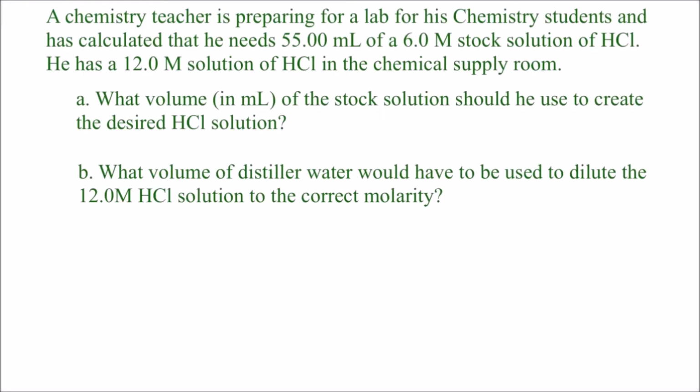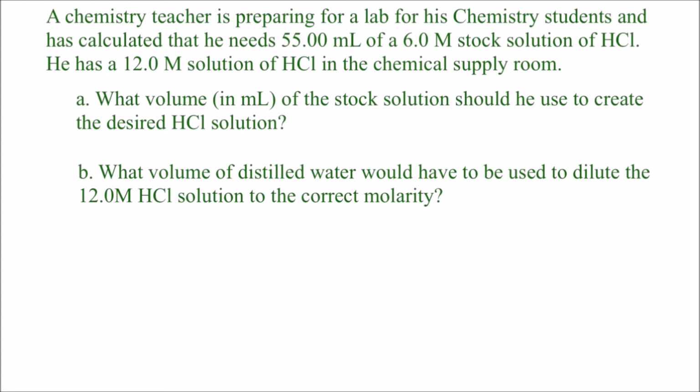A chemistry teacher is preparing a lab for his chemistry students and has calculated that he needs 55 milliliters of a 6 molar solution of hydrochloric acid. He has a 12 molar stock solution of HCl in the chemical supply room. What volume in milliliters of the stock solution should he use to create the desired HCl solution? And what volume of distilled water would have to be used to dilute the 12 molar HCl solution to the correct molarity? Alright, let's answer question A first.